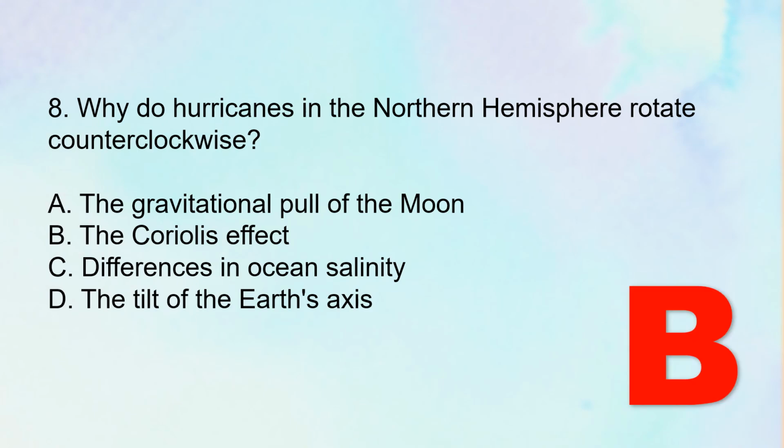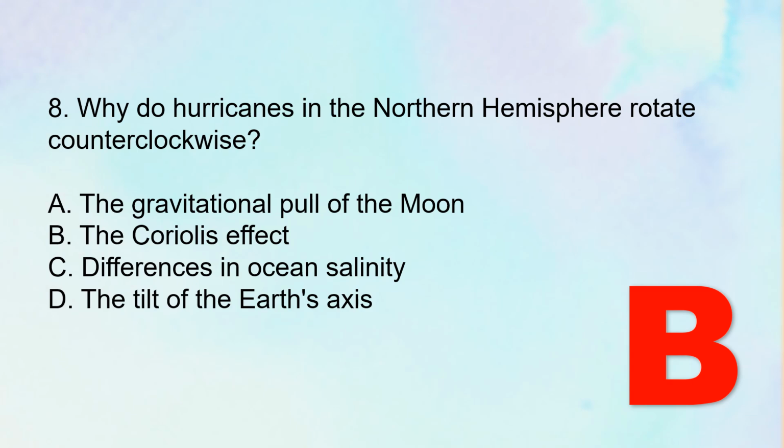The correct answer is letter B, Coriolis effect. Coriolis effect is caused by Earth's rotation that deflects moving air to the right in the northern hemisphere, making hurricanes rotate counterclockwise. So that's the correct explanation.